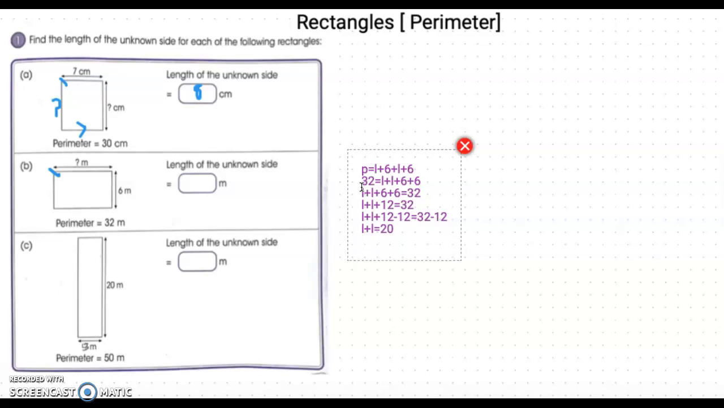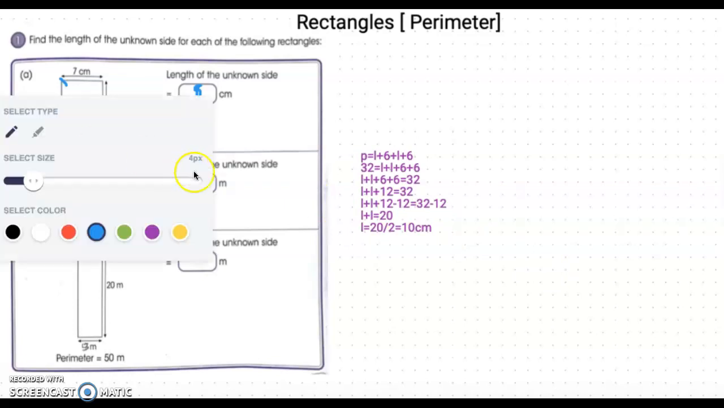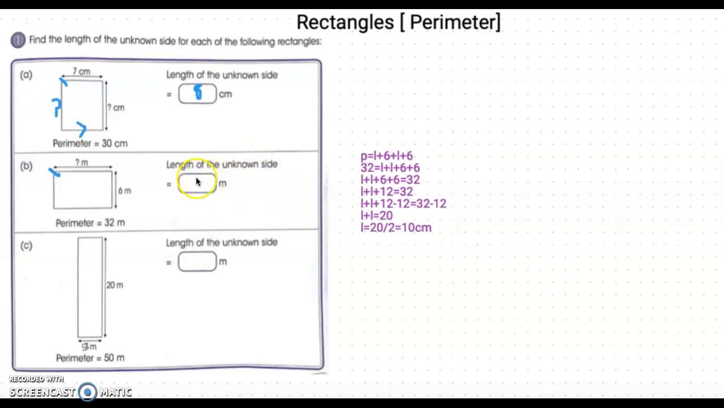And therefore, you know the 20 is for 2L. So how much will be 1L? 1L will be equal to 20 divided by 2, and it will be equal to 10 centimeters. Now we found the unknown side of this rectangle, which is the length, is 10 centimeters. Right, now let's go to the C part.